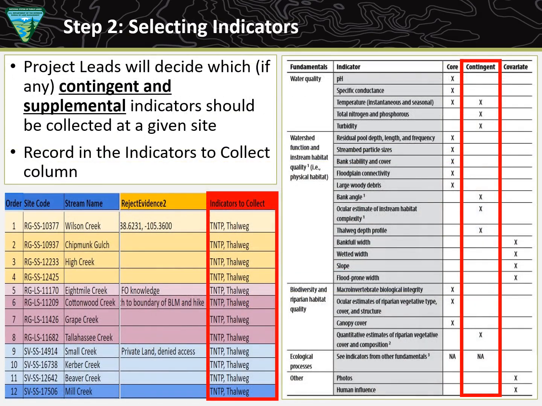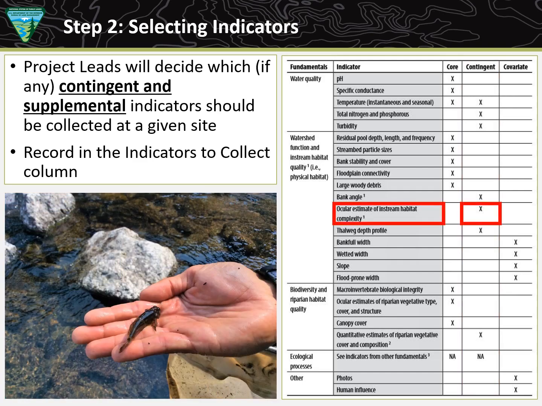Next, the project leads should choose which, if any, covariate and supplemental indicators should be collected at a given site and record it in the Indicators to Collect column in the Design Management Worksheet. For example, a project lead may choose to sample in-stream habitat complexity, also known as fish cover, because they have management questions related to fish population and health in their field office. Those that are managing the design should get in contact with project leads and the National AIM team if they have questions on why certain indicators were chosen for a given site.